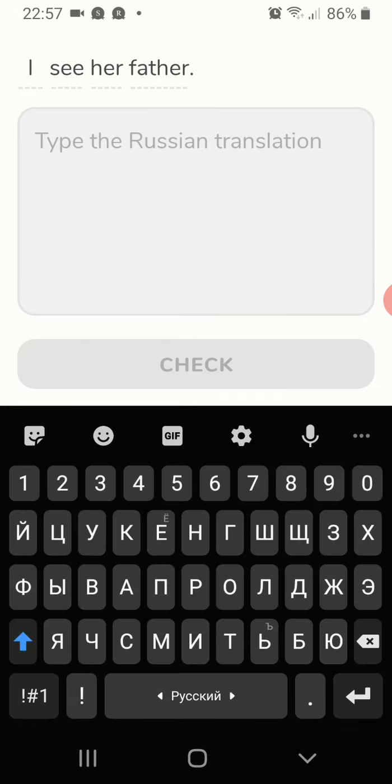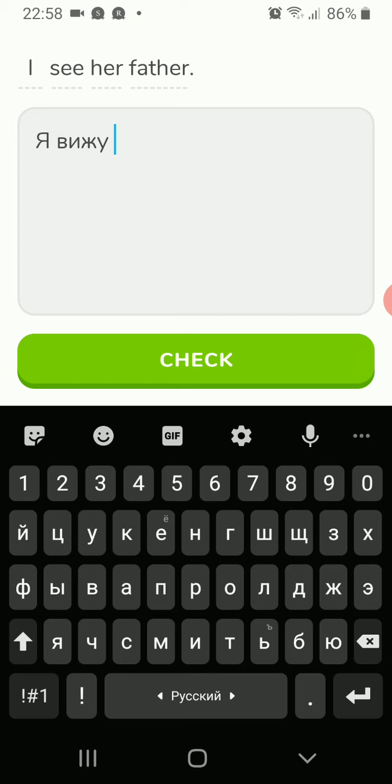I see her father. So now I see. Я вижу. This is something that we are used to say. Her. How do you say her? If I would have to say my, it would be мой отец. But if I have to say your, it's твой отец. But he's, I think it's него.